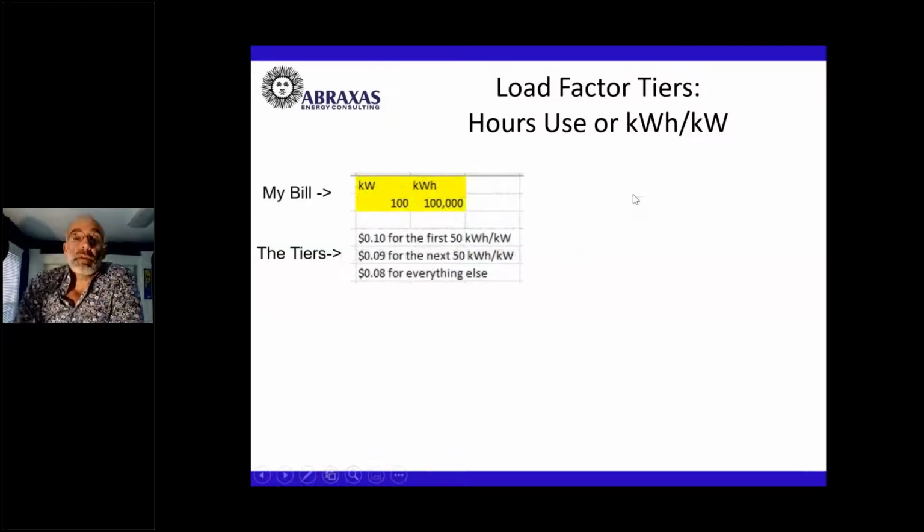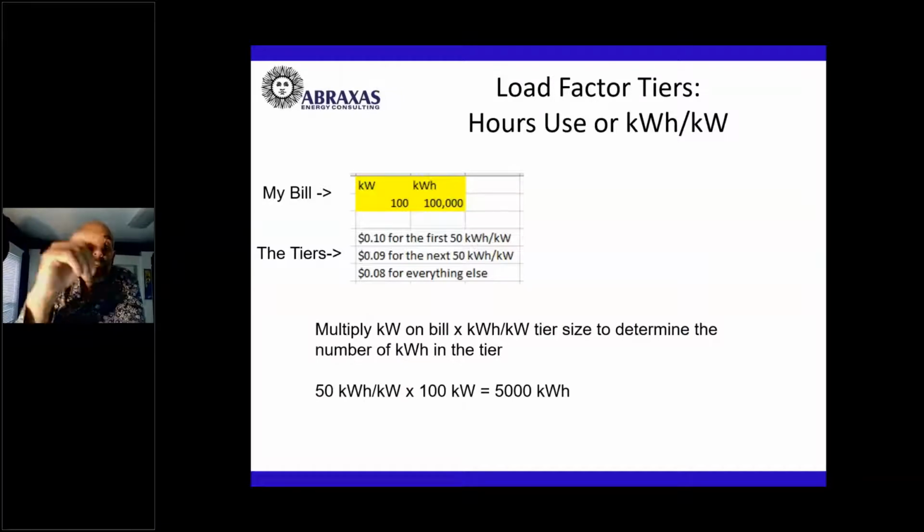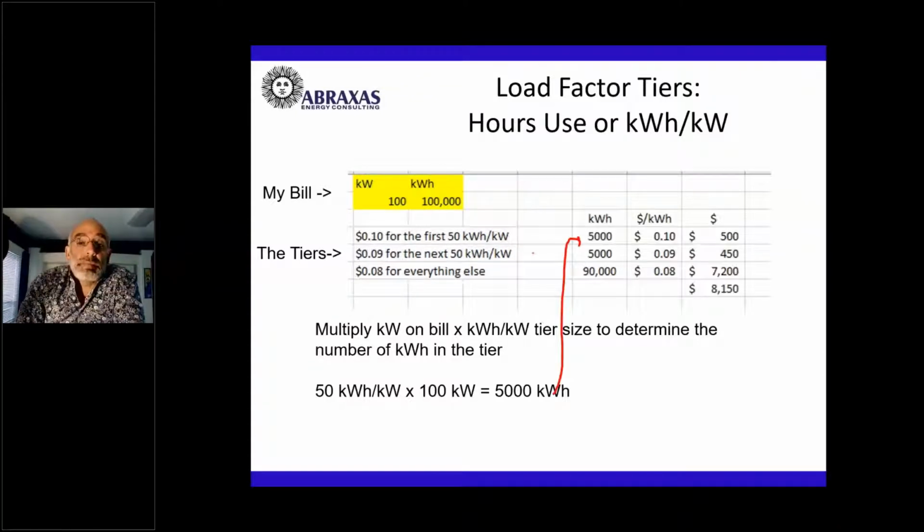Okay, so I'm going to try to calculate this. So here are the tiers: 10 cents for the first 50, 9 cents for the next 50, 8 for everything else. And then here's my bill: 100 kilowatts, 100,000 kilowatt hours. So the way I do this is I multiply the kilowatts on the bill, my 100, times the tier size, which was 50, to determine the number of kilowatt hours in the tier. So 100 times 50, 5,000. Okay, and so that's my tier size.